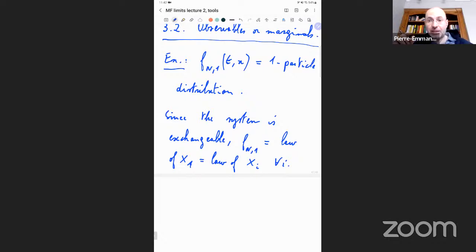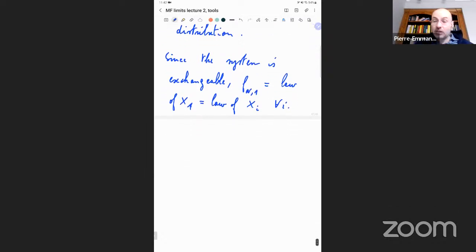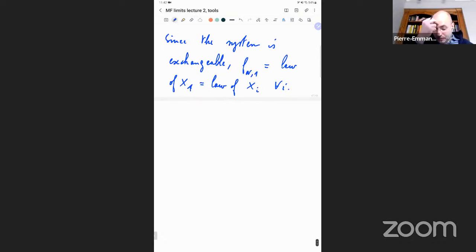So the law of xi, I'm ignoring all other particles. I'm just following xi. And that's the same as following x1, as following x2, as following any one of them in law. Right. So then I can take more than one. I can take 2, 3, any number, right?